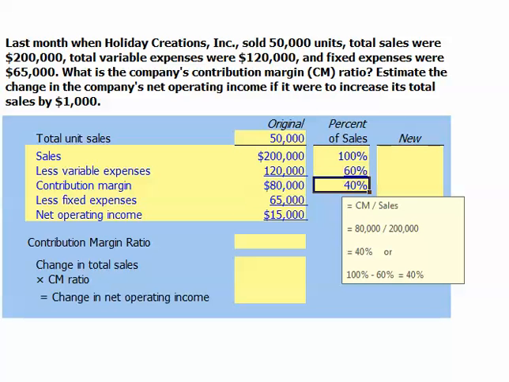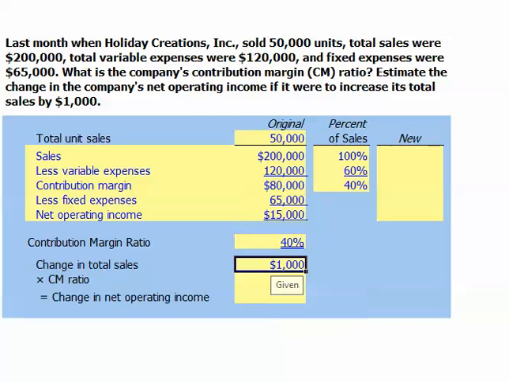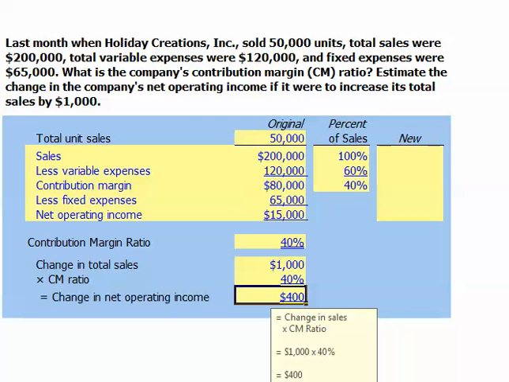This means our contribution margin ratio will be 40%. We can calculate this by taking the $80,000 contribution margin and dividing it by sales, or simply subtracting our variable expenses of 60% from sales. Let's go ahead now and use our contribution margin ratio, which is 40%, to calculate the change in our net operating income when sales change by $1,000. We'll simply take our change in sales and multiply it by our 40% contribution margin ratio to arrive at our total change in net operating income of $400.